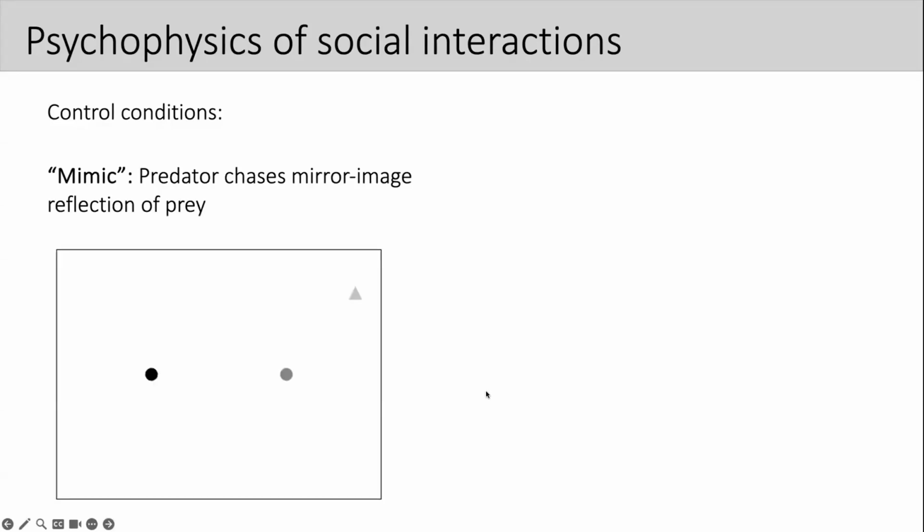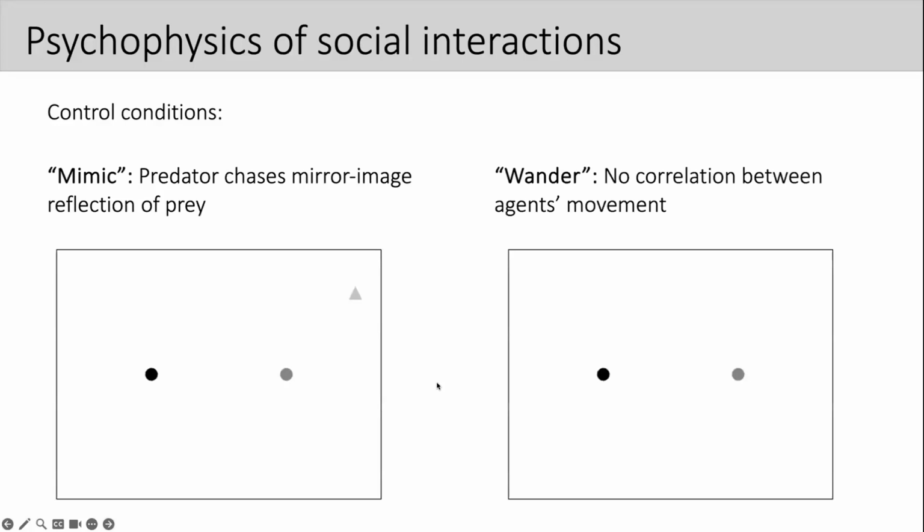Good question. We have a control condition for this. Stefan brought up a good point. This was a control that they had in the original Gao paper as well. It could be the case that people are just picking up on correlated motion between the shapes. So when the sheep makes a turn, the wolf also makes a turn, right? Is it really the fact that it's chasing, getting closer to the shape, or is it just this correlated motion pattern? So Gao and Gao cleverly controlled for that with this mimic condition where the predator actually chases a mirror image reflection of the prey.